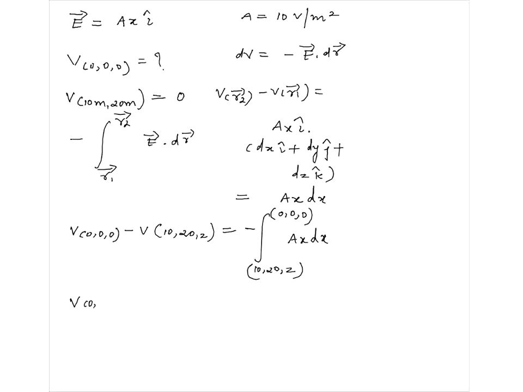So V(0, 0, 0) minus V(10, 20, z) equals a into x square by 2, with a outside. And that's why I was saying even y coordinate is of no use. The limits that you are going to put, they are only on x, 10 to 0. So can you put the values, limits and a also, and see if you are getting 500 volts or not?